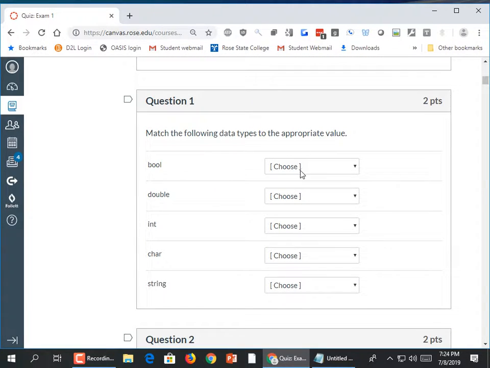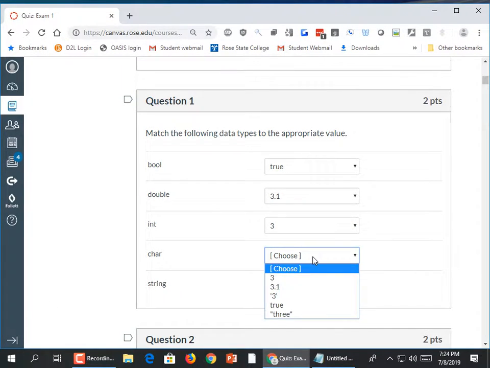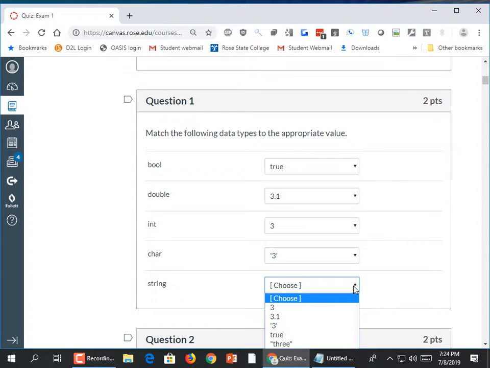Alrighty, bools, true or false. Nobody got this wrong, I don't think. Doubles are floating points. So what's an int? Whole number. What's a character? Okay, some folks swapped these. And I feel for you because in Python, single versus double quotes don't matter. But in the C and Java languages, single quotes are for characters, one and only one character, whereas strings are multiple characters in double quotes.